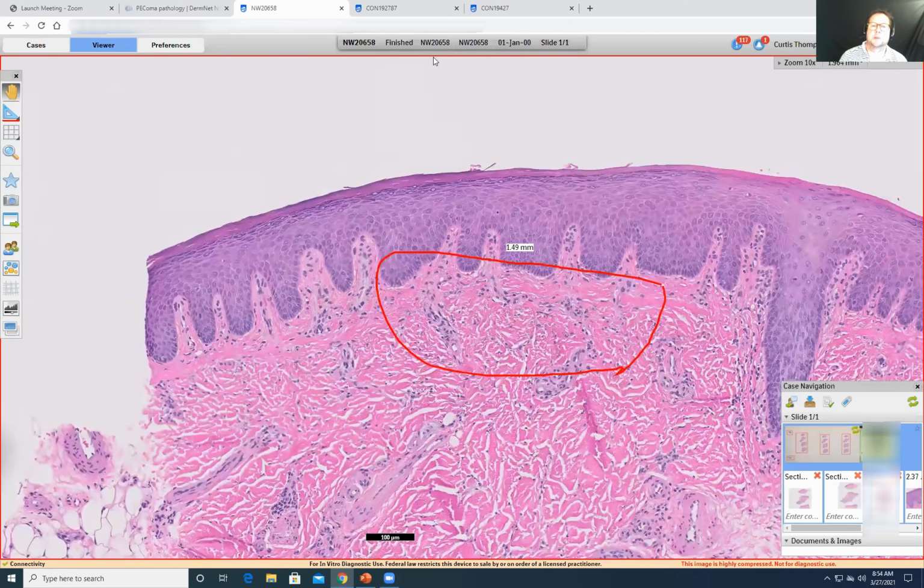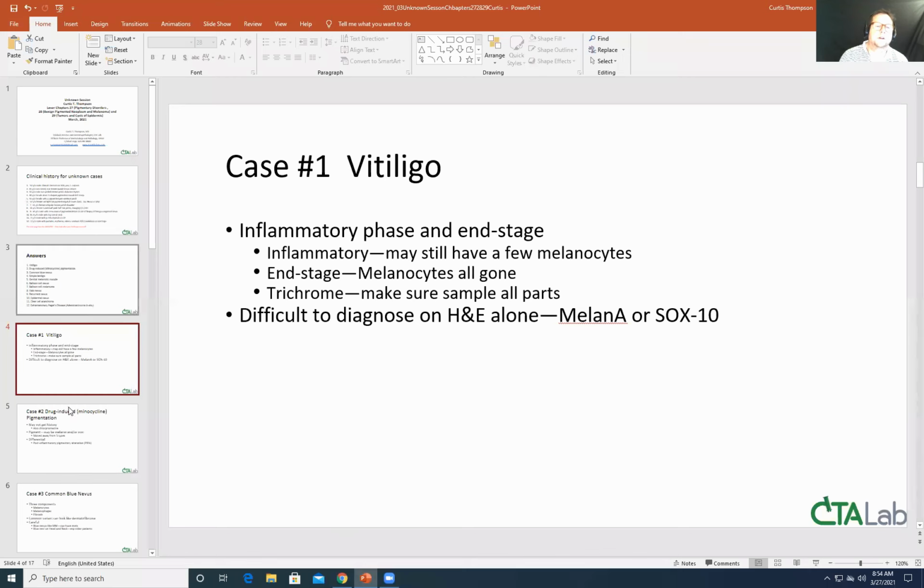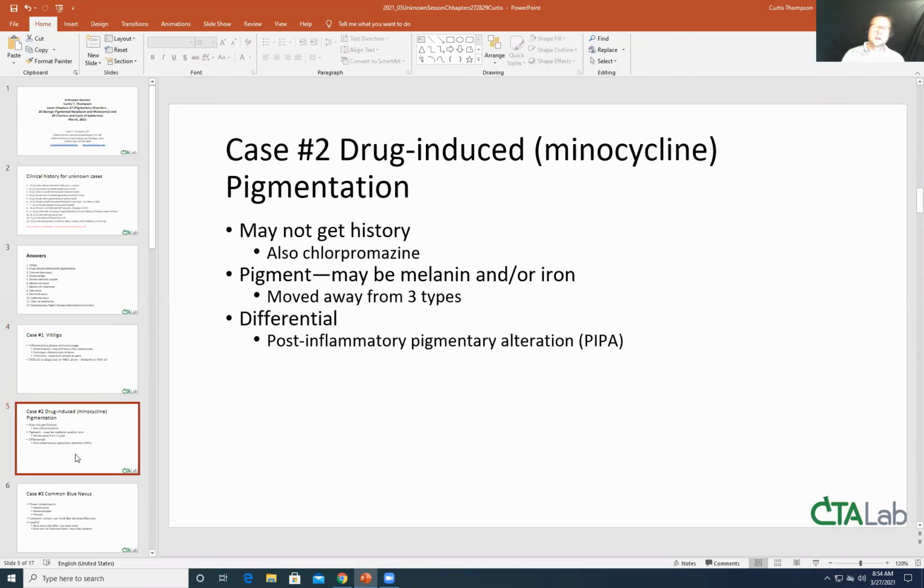So what is this pigment? So getting more history on this patient, we find that the patient's been on minocycline long-term. So this is drug-induced minocycline pigmentation. You can get it from other drugs, chlorpromazine. And the big concept here is that pigment that we're looking at, as I was just discussing, can be melanin or stained for melanin, and it can be iron.